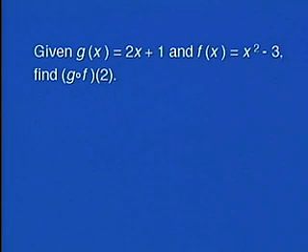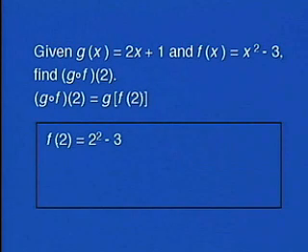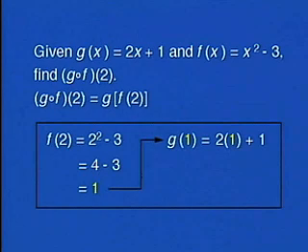Let's look at an example. Let's say we're given g of x is equal to 2x plus 1 and f of x is equal to x squared minus 3, and we're asked to find g circle f of 2. G circle f of 2, by definition, is equal to g of f of 2. We need to calculate f of 2 first. F of 2 is equal to 2 squared minus 3, which is 4 minus 3, which is 1. That now goes into our function g, so we need to calculate g of 1. G of 1 is equal to 2 times 1 plus 1, which is 2 plus 1, which is 3.